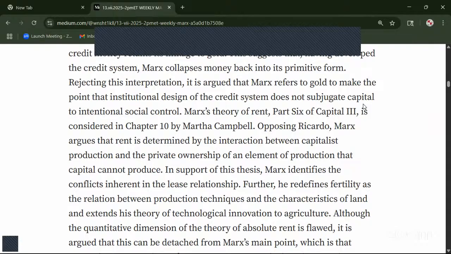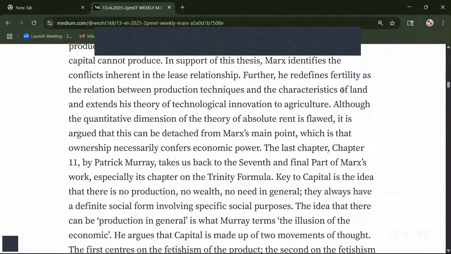Further, he defines fertility as the relation between production techniques and the characteristics of land, and extends his theory of technological innovation to agriculture. Although the quantitative dimension of the theory of absolute rent is flawed, it is argued that this can be detached from Marx's main point, which is that ownership necessarily confers economic power.